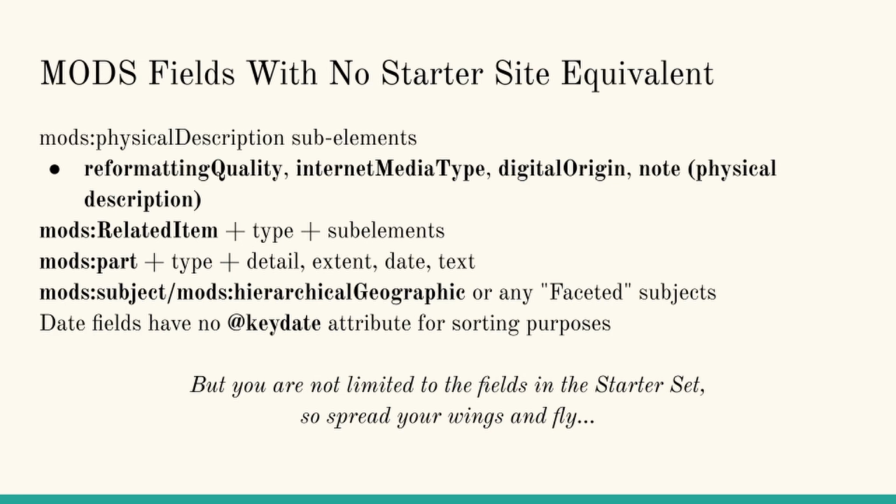There's no real field to reproduce related item or any of its sub-elements. The same with part or any of its sub-elements. And then some of the faceted subject fields, if you want to have individual fields for those facets, you would have to do something different. And one thing of note, the key date attribute, which can be used to distinguish specific dates for sorting purposes, there's no equivalent there. So you have your separate date fields, but if you wanted a separate key date field, again, you might have to create something on your own.